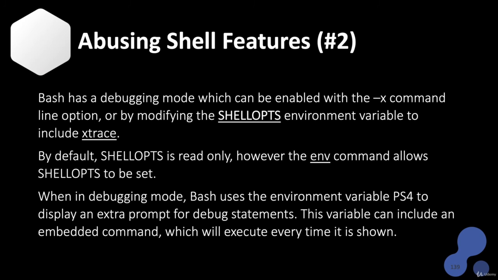Bash has a debugging mode which can be enabled with the -x command line option, or by modifying the SHELLOPTS environment variable to include xtrace. By default, SHELLOPTS is read-only. However, the env command allows SHELLOPTS to be set. When in debugging mode, Bash uses the environment variable PS4 to display an extra prompt for debug statements. This variable can include an embedded command which will execute every time it is shown.